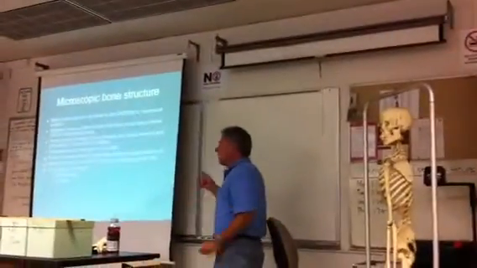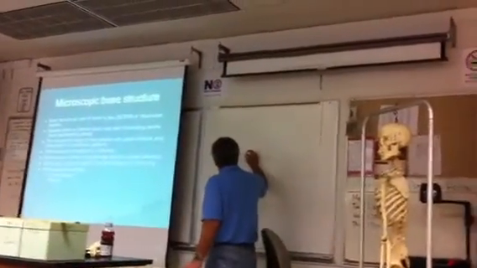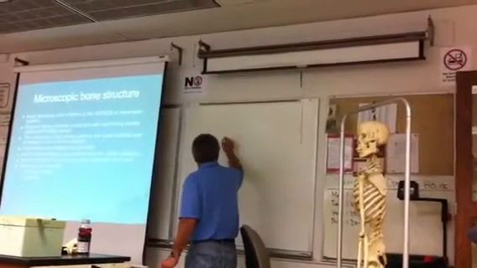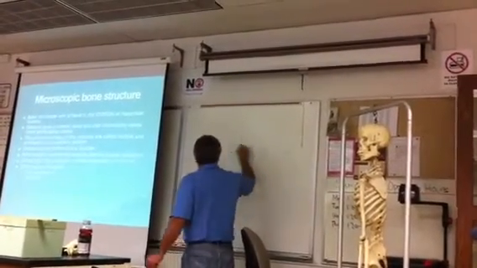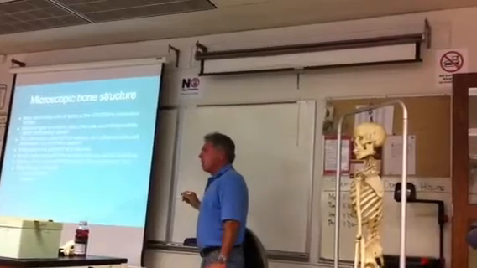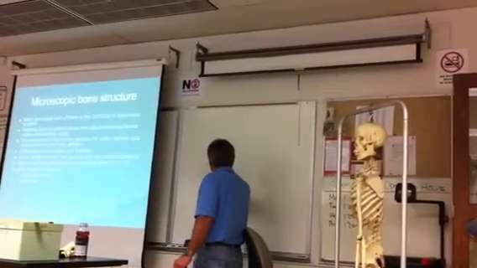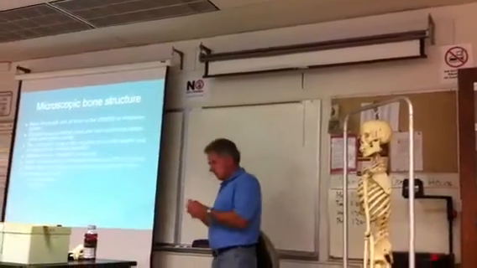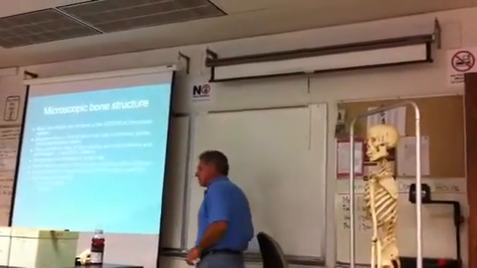Okay, so you've got a central canal, and then you've got rings like this. Right? It looks like a tree ring. And then you've got the little osteocytes in here. Right? So one of these things would be an osteon.